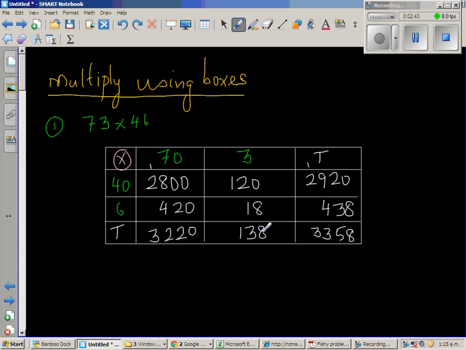So do they add to the same thing? Then our multiplication should be right. 3220 plus 138. Let us add it: this is 8, this is 5. So 3358, you got it both ways. So you can give yourself a tick.